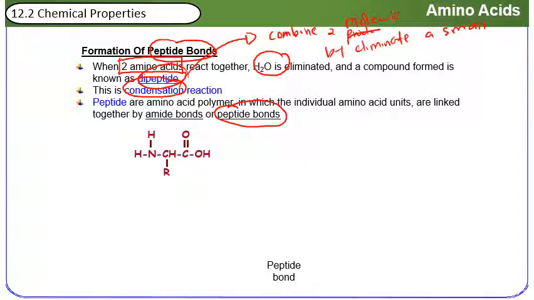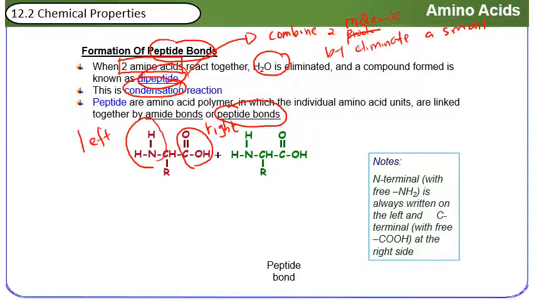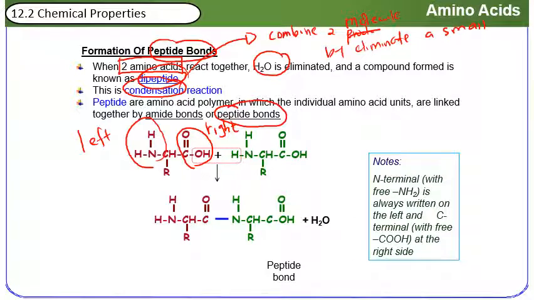For example, we always draw the amino group at the left hand side and the carboxyl group at the right hand side. When we have two amino acids, you will always remove the OH from the carboxyl group and the H from the amino group to form a dipeptide. So this dipeptide will contain the peptide bond.